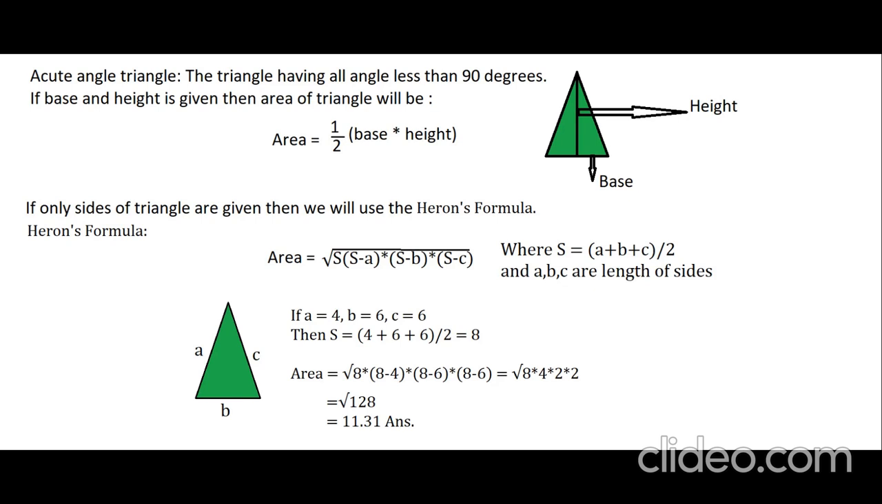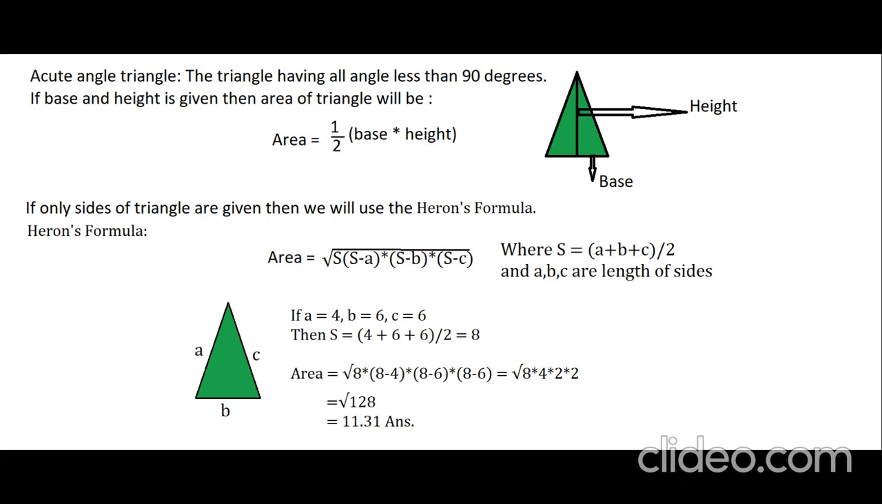Second one is acute angle triangle. The triangle having all angles less than 90 degrees. Then the area of an acute angle triangle will be half into base into height if the base and height are given. In case the base and height are not given, only the lengths of the sides are given, then we have to use Heron's formula.